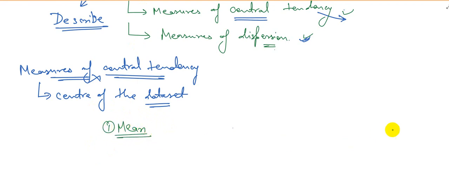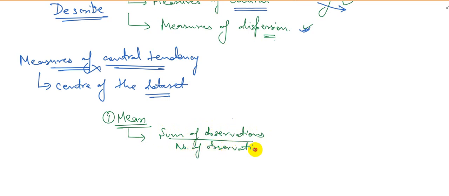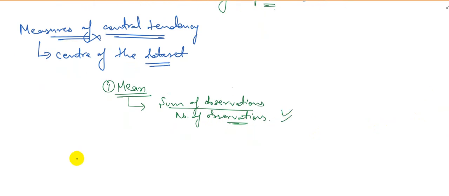What is a mean? Means are of many kinds, such as harmonic mean and geometric mean, but here we have to study the arithmetic mean. This mean is defined as the sum of observations upon the number of observations. So this is the basic definition of mean.